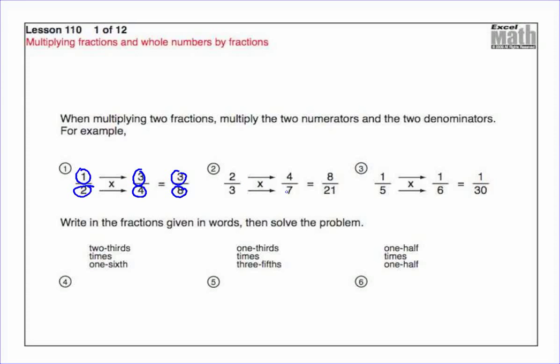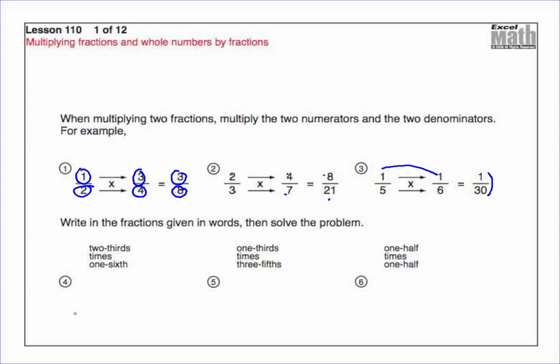2/3 times 4/7. Multiply the numerators. 2 times 4 is 8. Multiply the denominators. 3 times 7 is 21. So the answer is 8/21. 1 times 1 is 1. 5 times 6 is 30. 1/5 times 1/6 is 1/30. Be careful on this. I have a lot of kids that tend to make a mistake of 1 times 1, and they put the answer of 2 on accident.